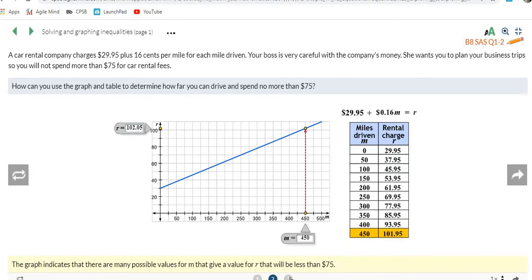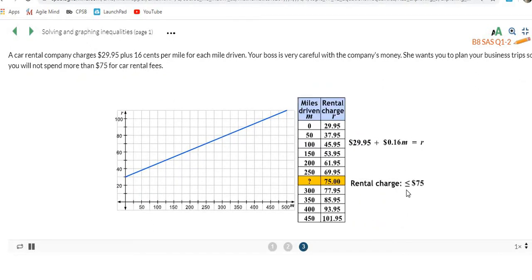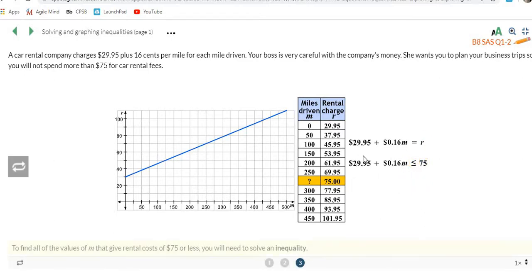So what we're going to do here is change this equation to an inequality that says we cannot exceed $75. Notice how they look the same. That answers your question number 2 for writing a rule of an inequality. So this is your answer to number 2.